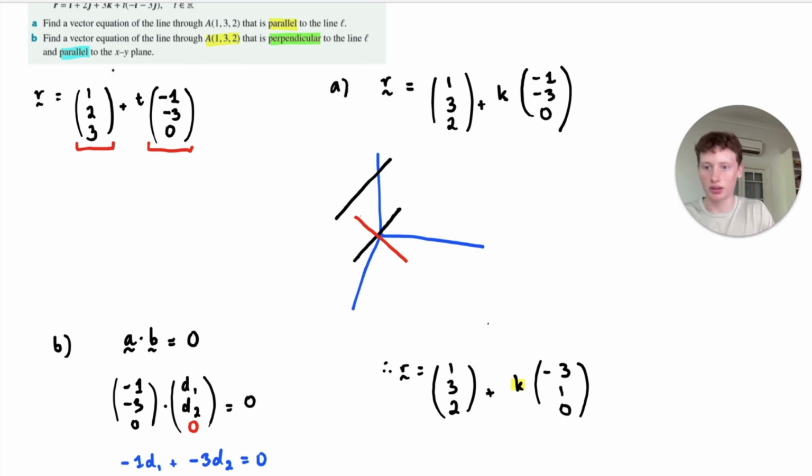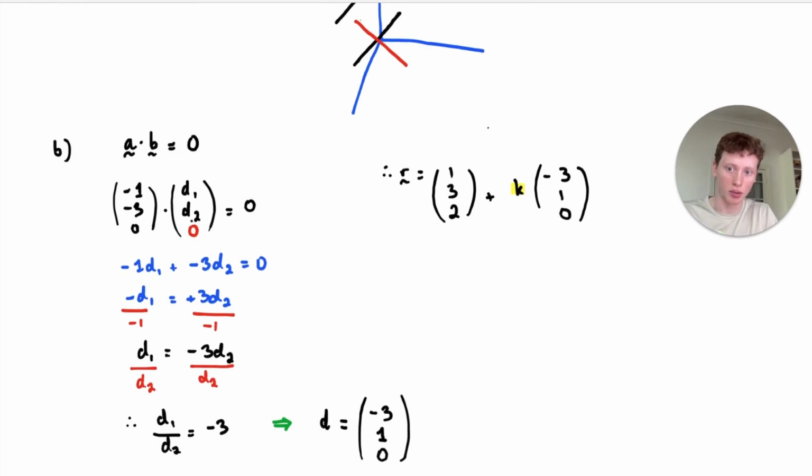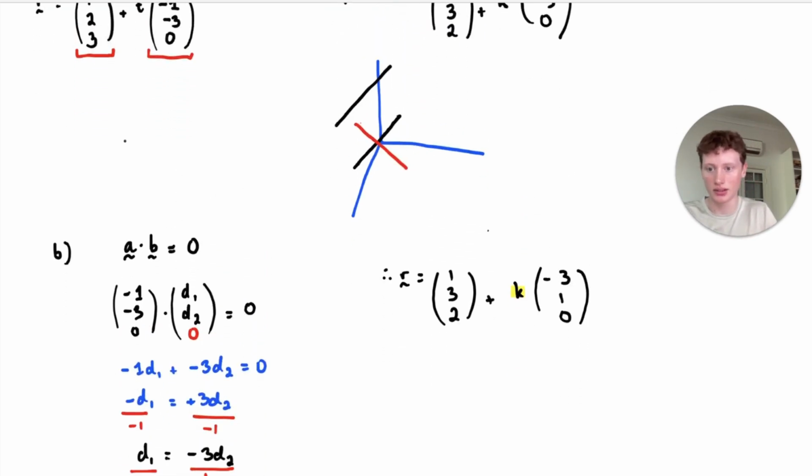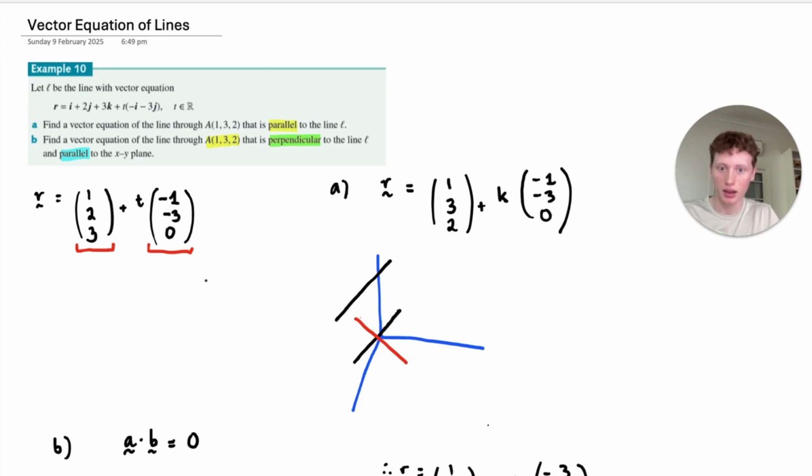All this parallel to the xy plane bit means is that the k component of the direction vector is 0. And then perpendicular utilizes our scalar product condition, and the first question is just substituting in a point that we know is on the line.